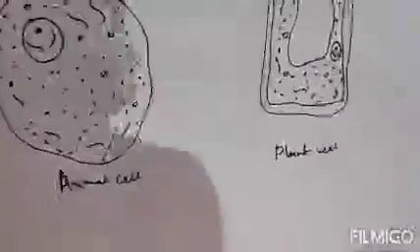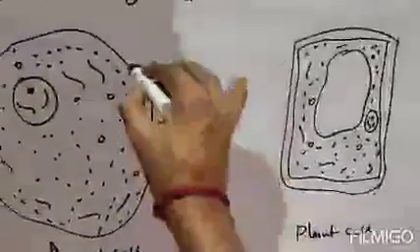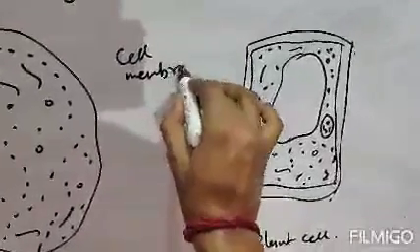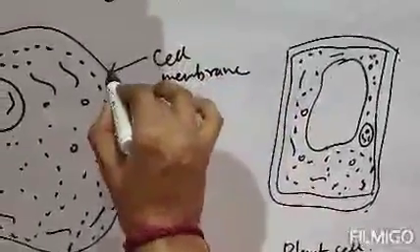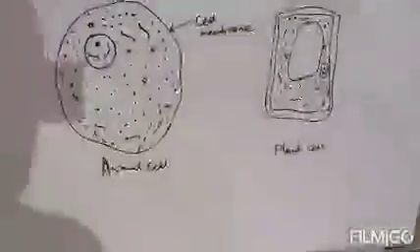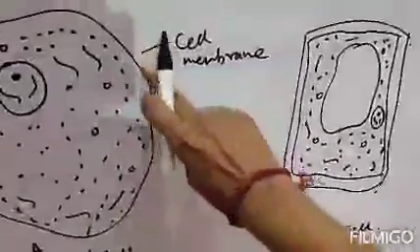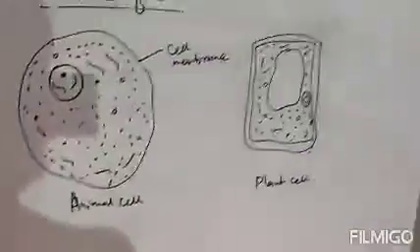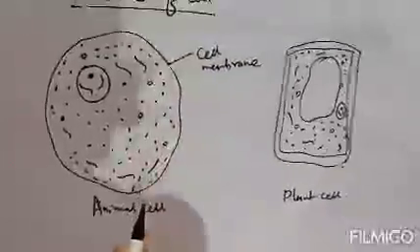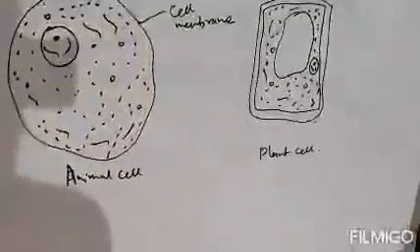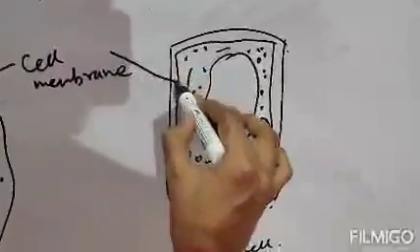Now, this is the outer covering layer. This is actually your cell membrane. In an animal cell, this is the cell membrane, and in a plant cell, this is the cell membrane. Clear?